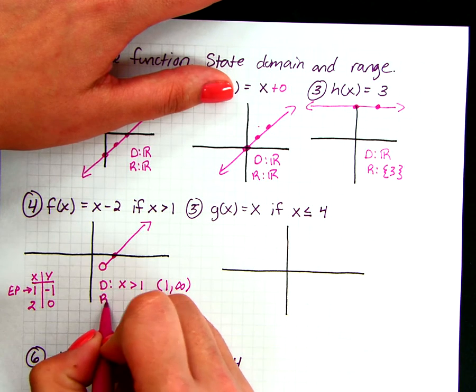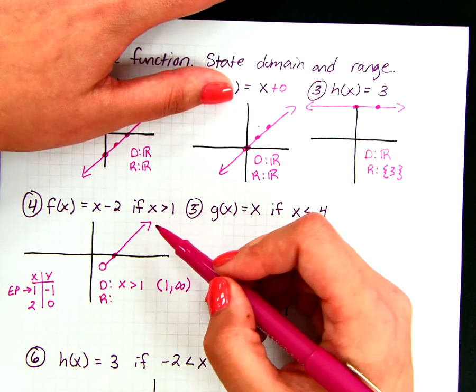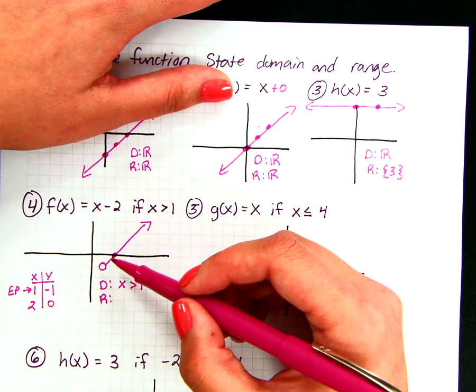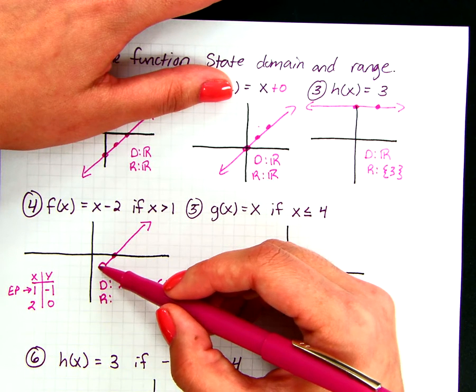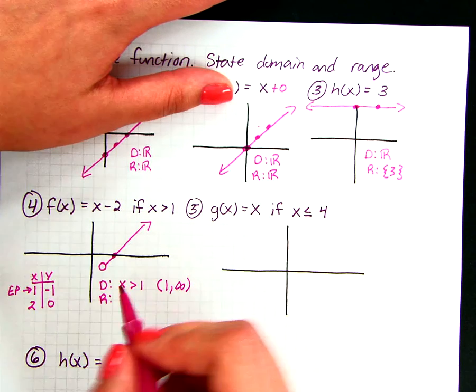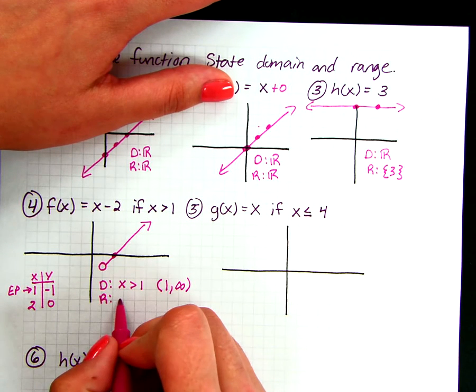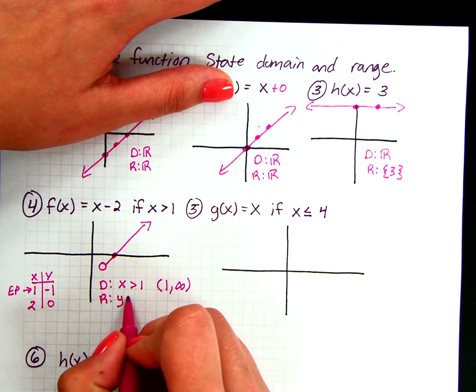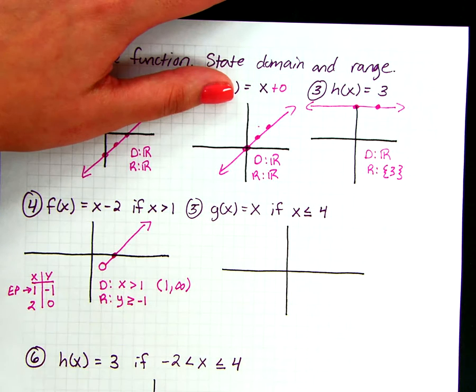And then our range, so our graph is only going up. So I want to find my smallest y value, so that's going to be at this point, so this negative 1. And I'm going to need everything bigger than that. So if we start as an inequality, we would need y greater than or equal to negative 1.